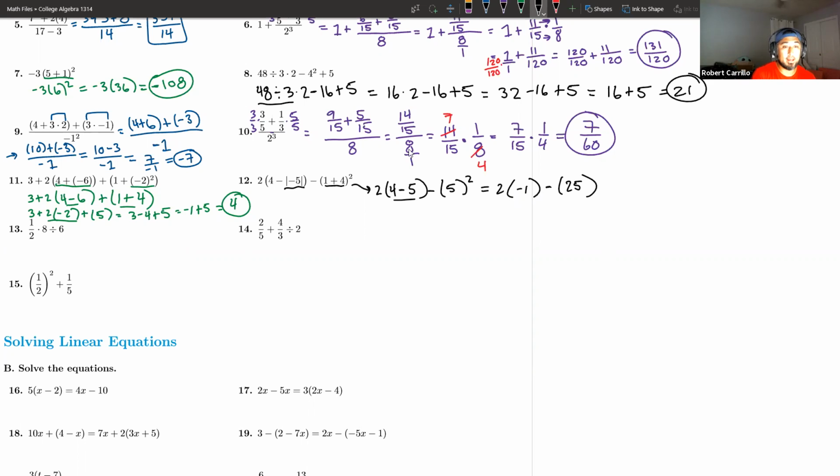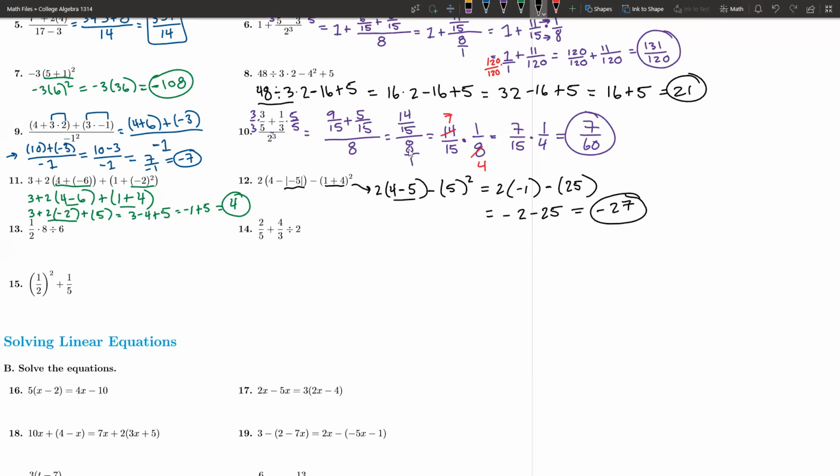Okay, now multiply that 2 times the -1, -2 minus 25, and you'll get 27. There you go. All right, cool.